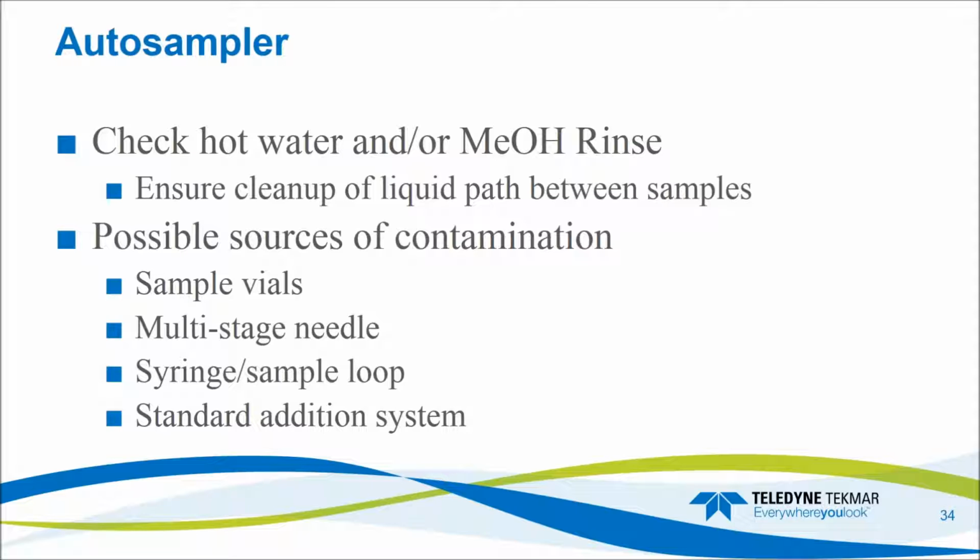So if we've ruled out the concentrator as the source of our problem, now we're looking at our autosampler. And there's a couple things on the autosampler side in the liquid pathway that could cause issues. It could simply be that it's not delivering hot water or the methanol rinse correctly, again tying into making sure that that sparger is clean between samples. But other sources of contamination could also be, again, the vials themselves, the multi-stage needle of the autosampler, the syringe or the sample loop, depending on the design of your system, and then any standard addition system that the autosampler has.